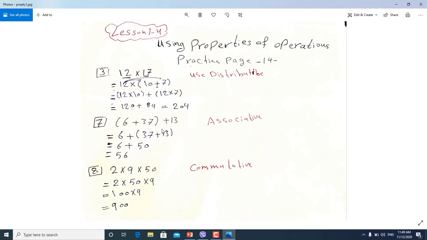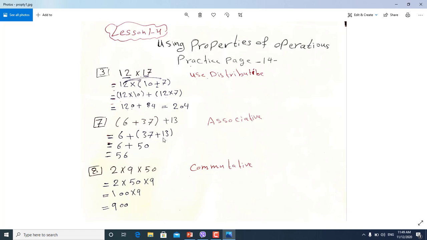So when you have parentheses, we know that we must use the associative property. That means changing the place of the parentheses we have. We have 6 plus 37 in parentheses. So we make 37 with 13 in parentheses. So with this 6 we write only 6 and plus, and 37 plus 13 in parentheses. After that, the 6 I bring down, and this plus I bring down. After that, 37 plus 13 I will add, it is 50.